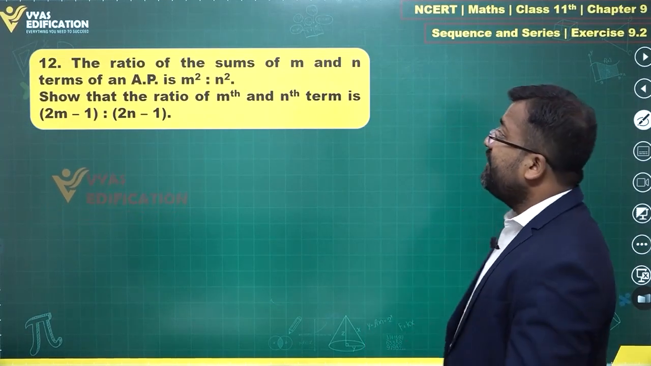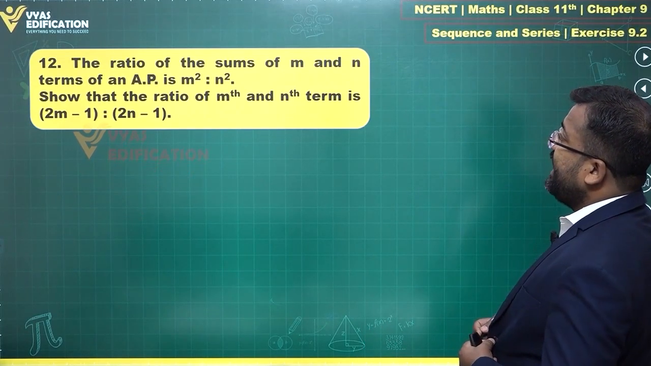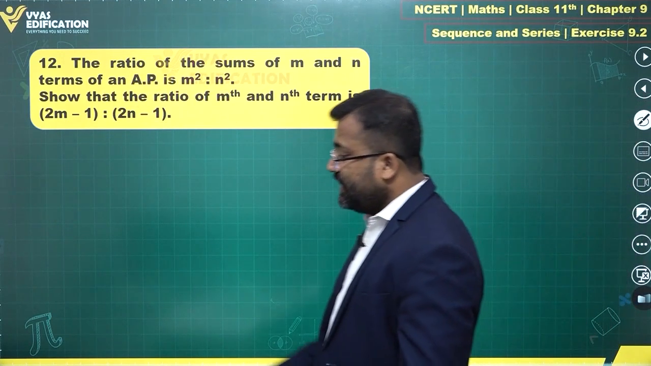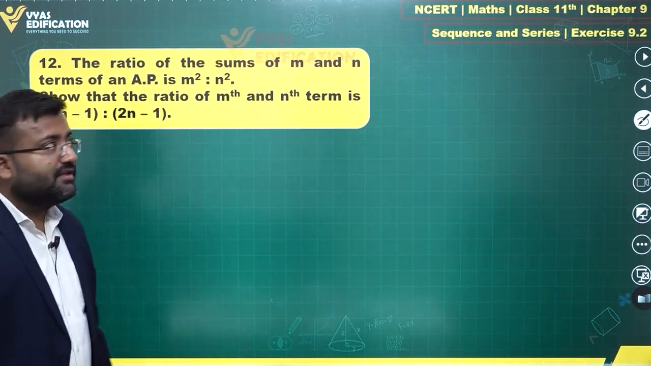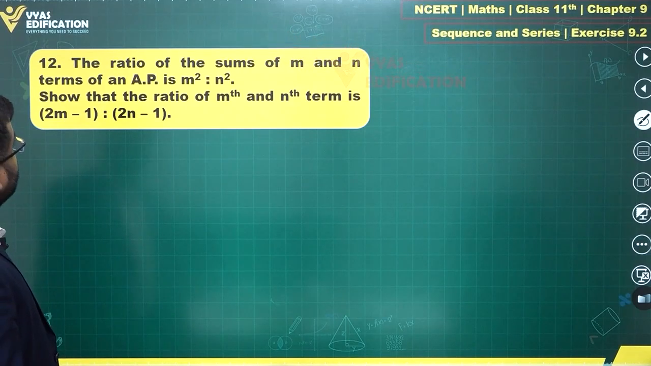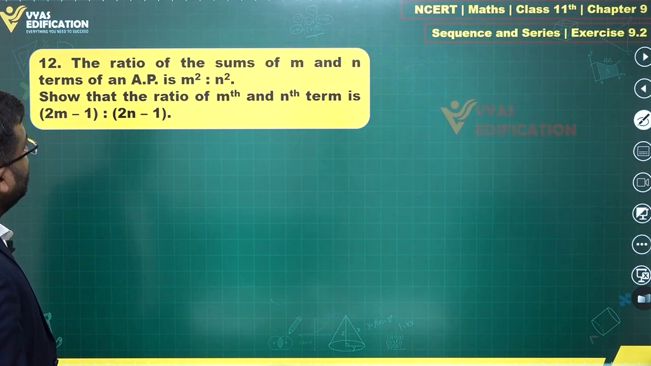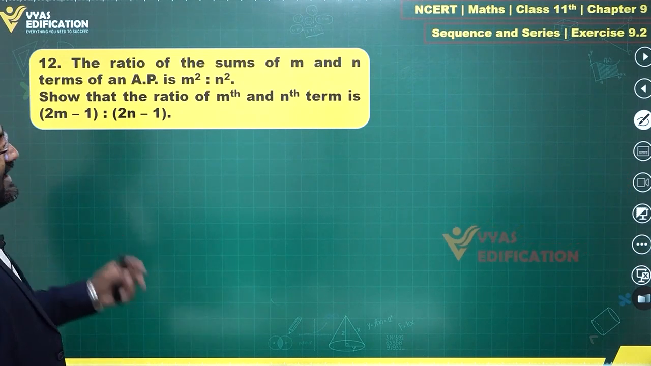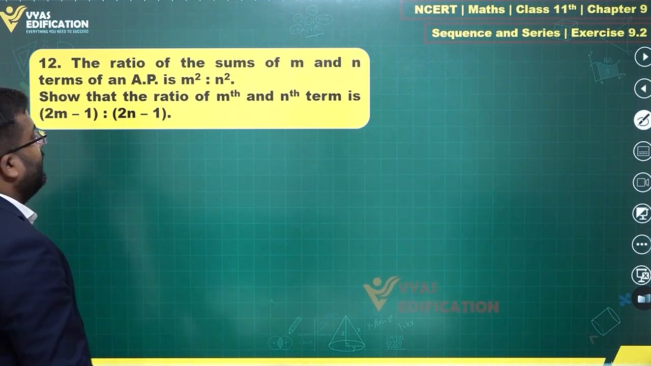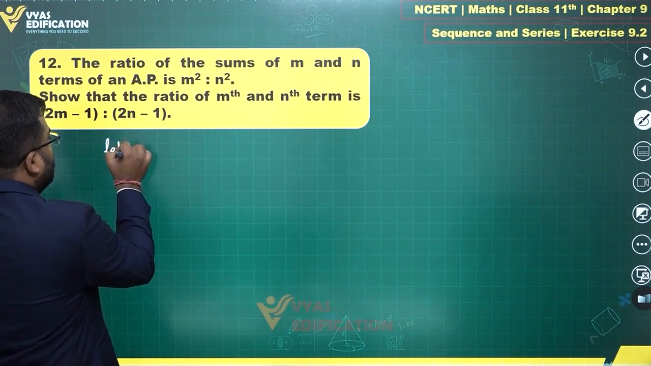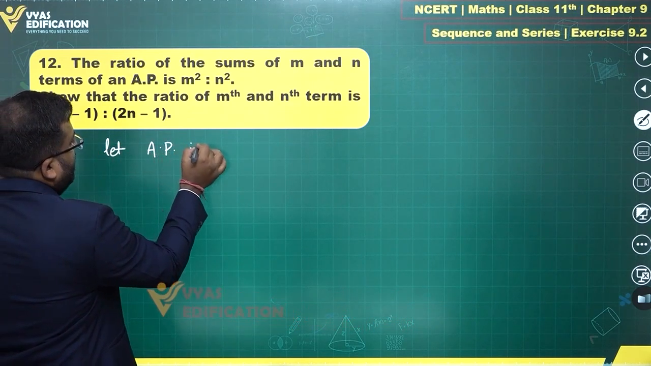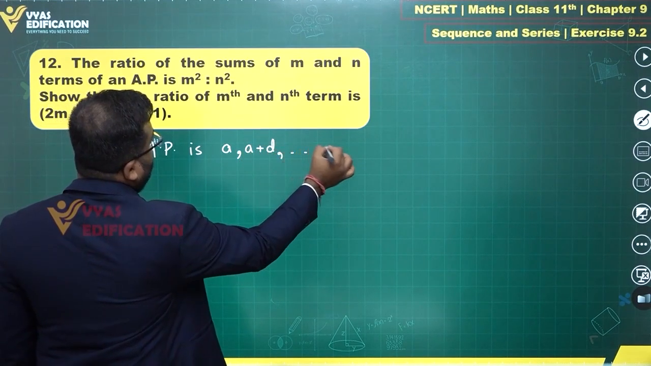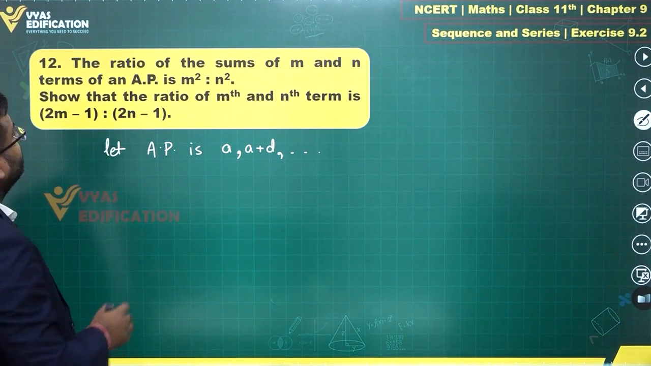In the 12th question, we have the ratio of the sums of m and n terms of an AP is this. The ratio of the sums of m and n terms of an AP is this. Show that the ratio of the mth and nth term is this. We are looking at one particular AP, right? So let the AP be a, a plus d, and so on. It is given.